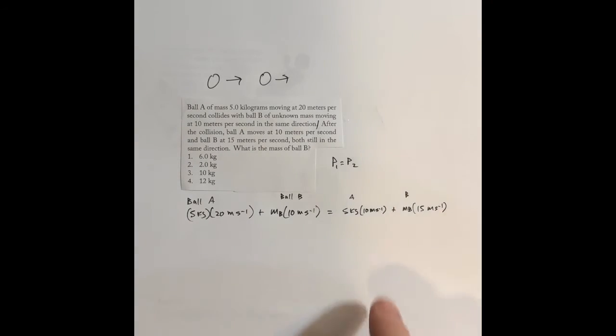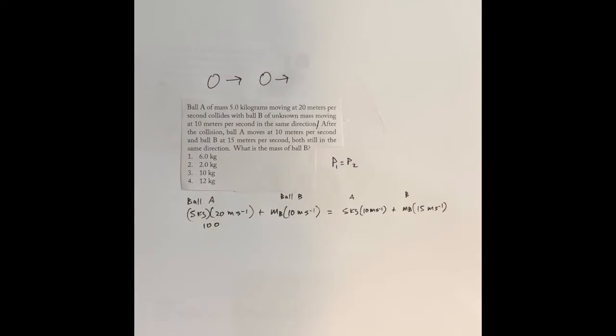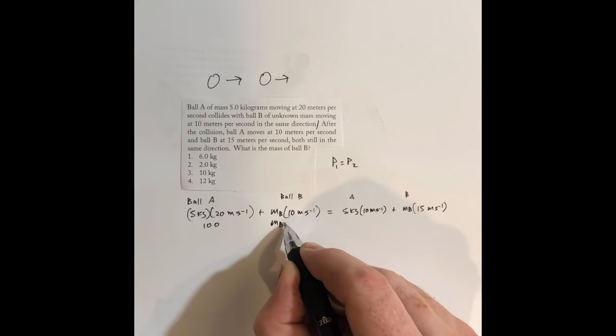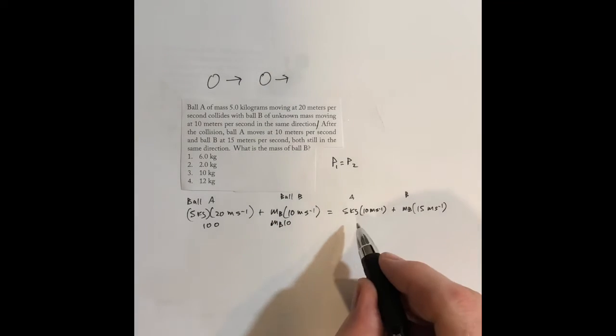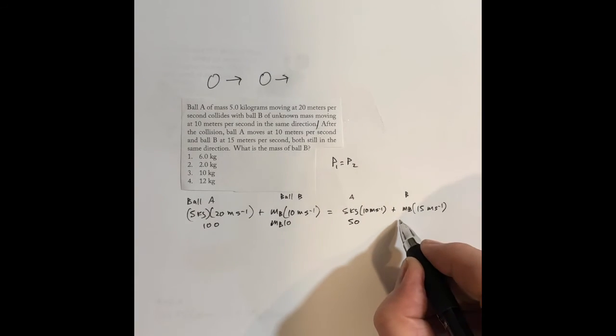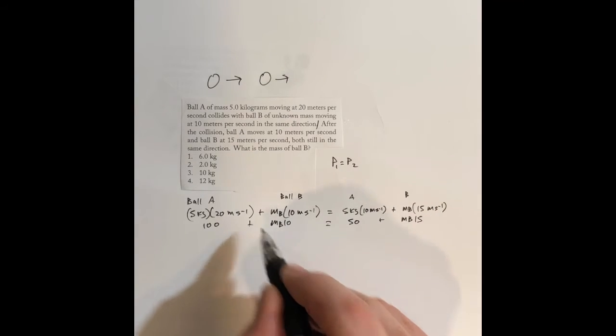So if we can get our numbers on one side and the variables on the other side, it should be a fairly straightforward problem. So right here I have 5 times 20. This is going to equal 100. This is just going to be MB times 10. On this side I have 5 times 10, so I have 50. And on this side I have MB times 15.